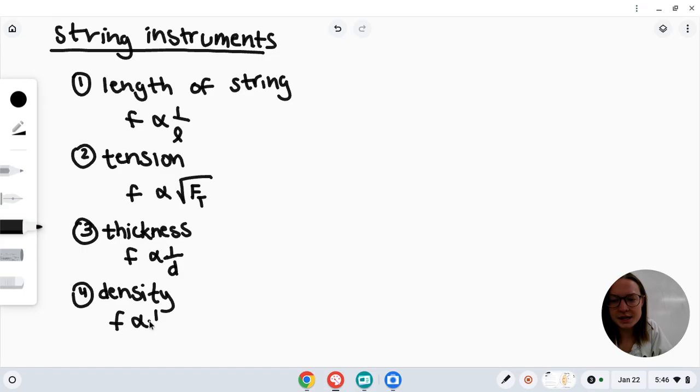Let's see if I can write it a little bit clearer. A little rho. Those are the 4 factors that impact the resonance frequency of a string. And we use these 4 factors when we build string instruments. Most of the time we change the length of the string as we're actually playing it. And these factors, the tension, the thickness, and the density, we use to build the string instrument. Next, let's talk about wind instruments.